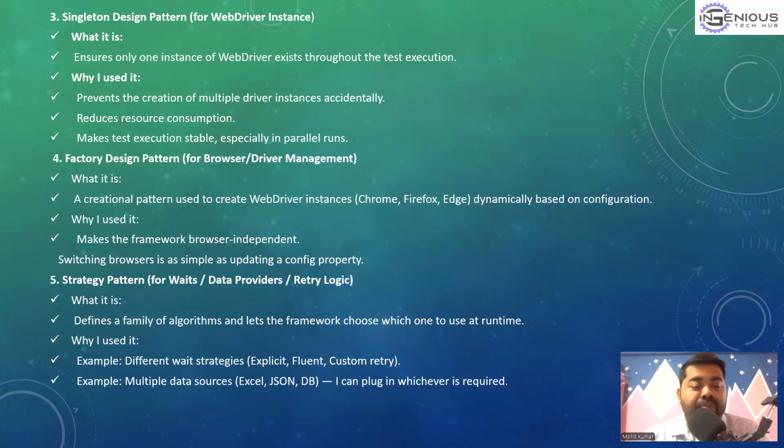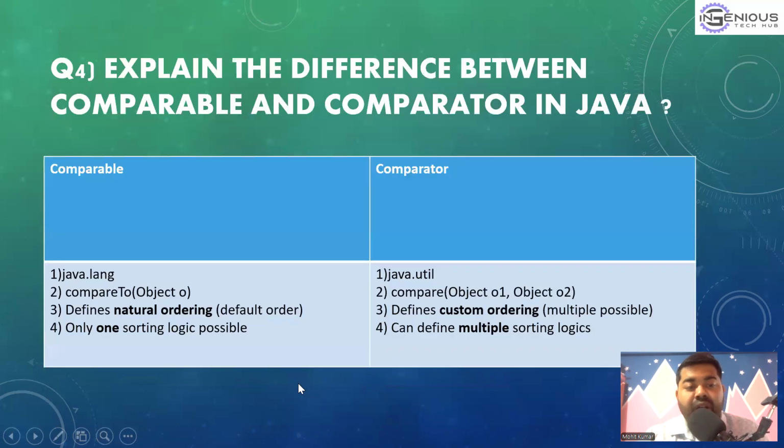Okay, so you can see if you have more dynamic data, I'm directly fetching the data from the DB and we will compare it. And static data, Excel sheet and JSON, we can use it. Okay, so next question is: explain the difference between Comparable and Comparator in Java.